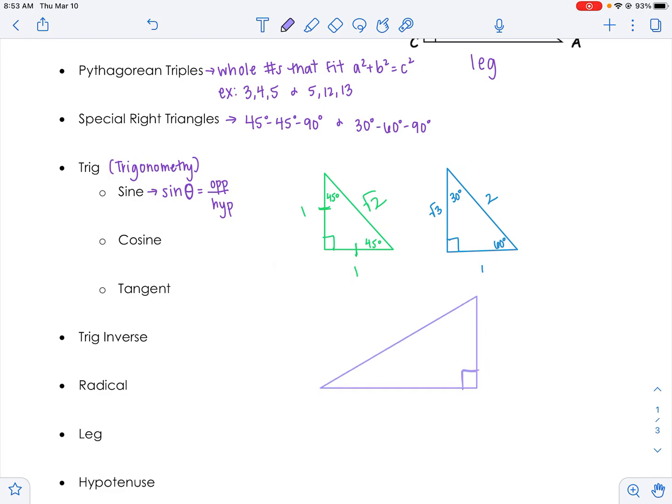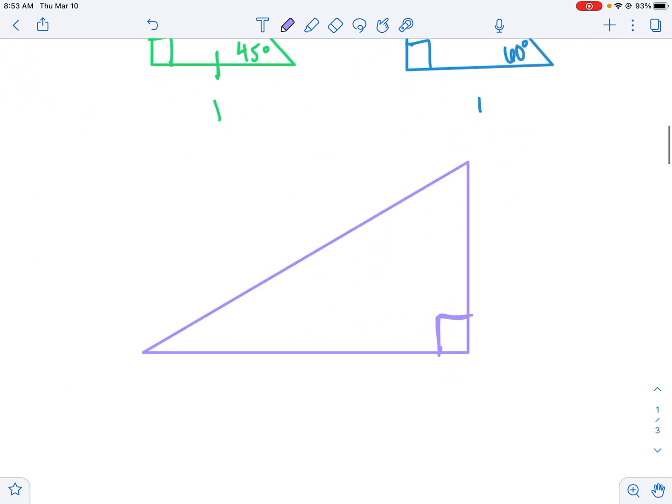It's going to be a right triangle. And let's say that I make this angle over here theta. My right angle will never be theta. So theta just means angle.